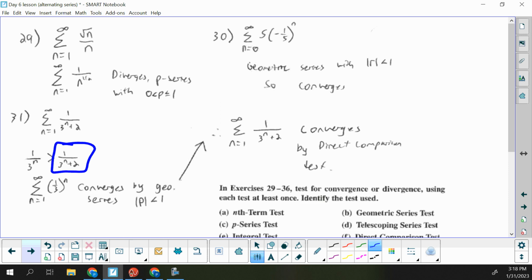our original series will converge. And I guess I skipped over 30, but 30 is just geometric with absolute value of r less than 1, so that converges.